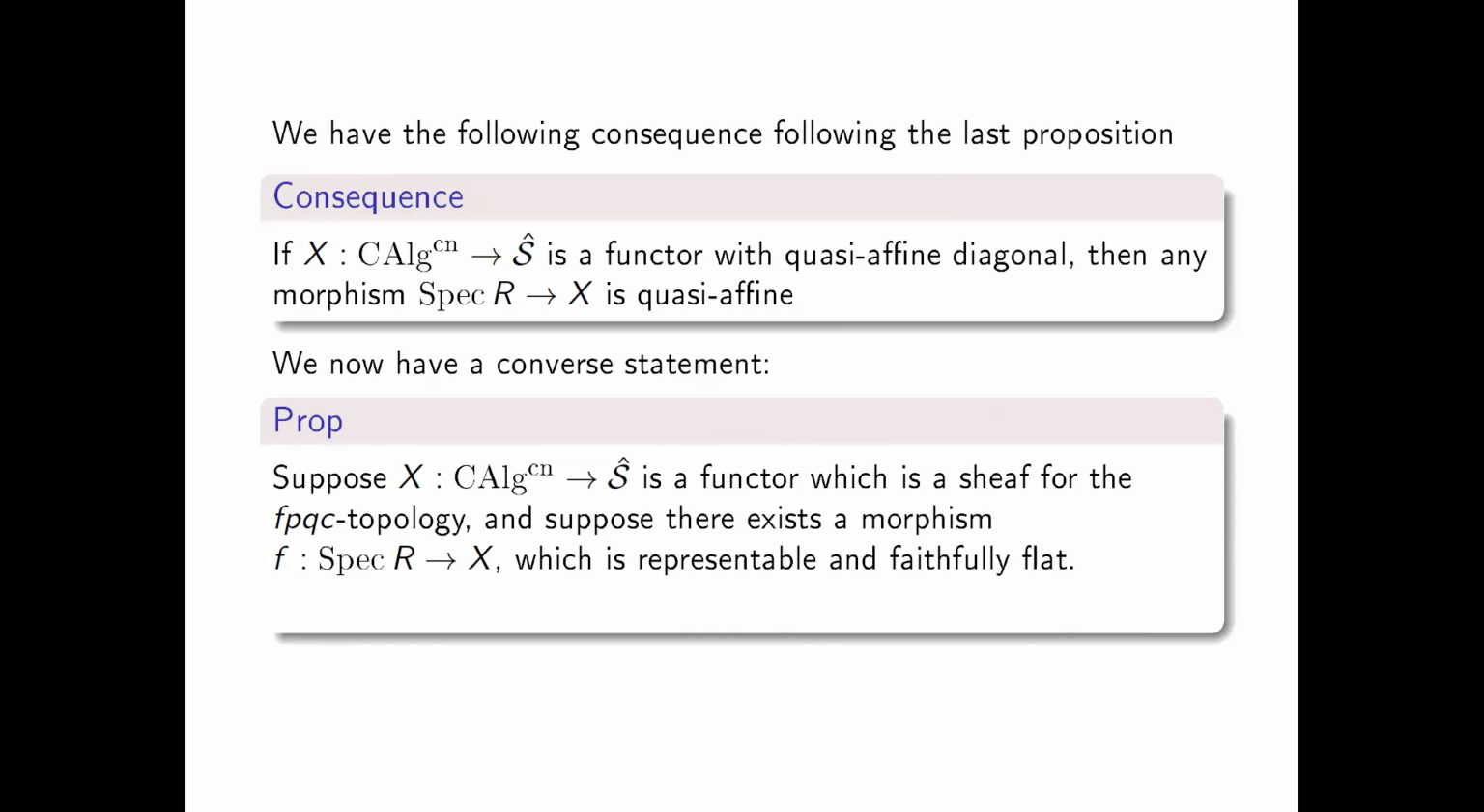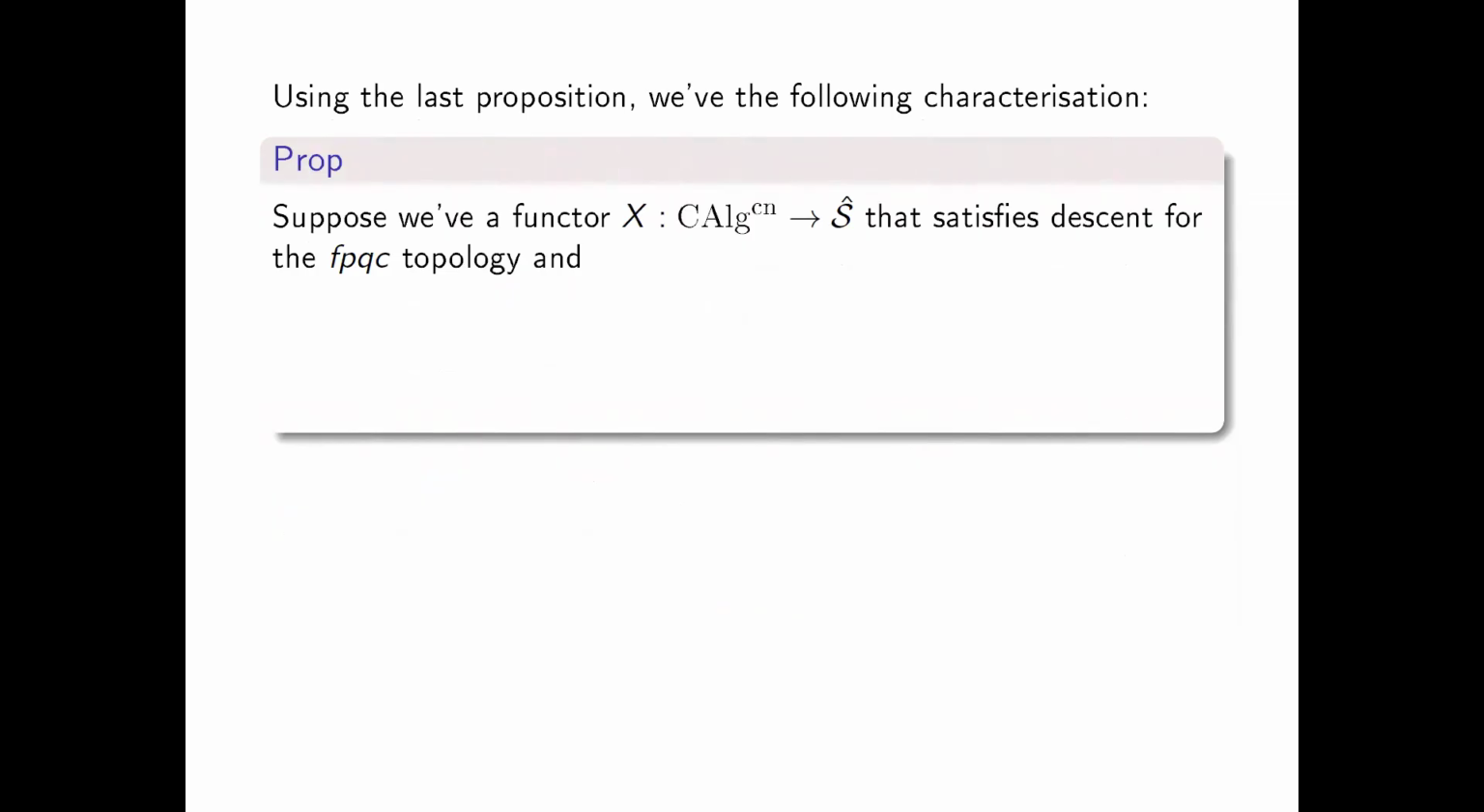And so here's a converse statement. Again, you start off with a functor from CAlg^cn to S hat, which is a sheaf for the FPQC topology, and suppose there exists a morphism from spec R to X, which is representable and faithfully flat. If it is quasi-affine, then the diagonal is quasi-affine. So basically, the converse.